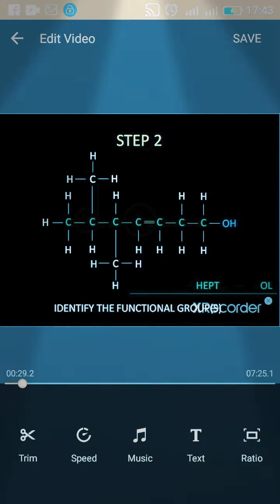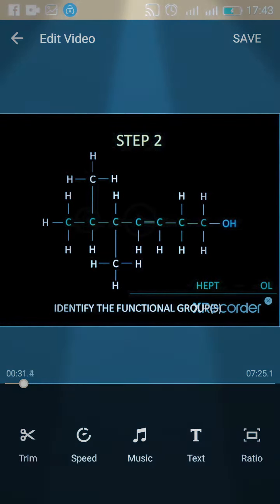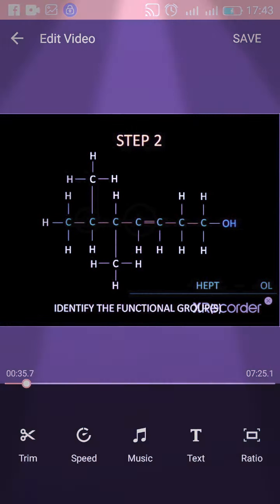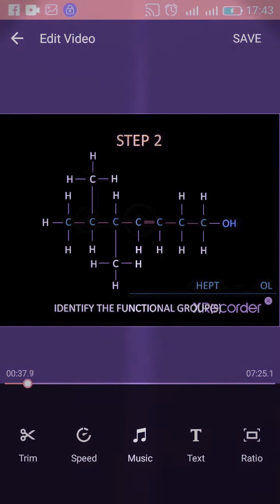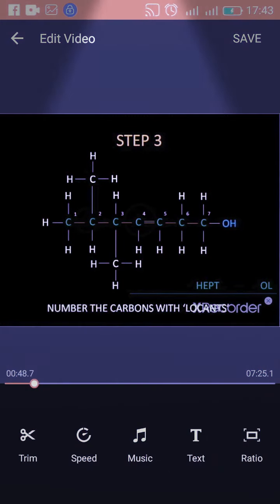Step number 2 is to identify the functional group. As you see from this picture, the blue color shows the functional group, which is the functional group of alcohol. But remember that the functional group is the group which identifies the compound.